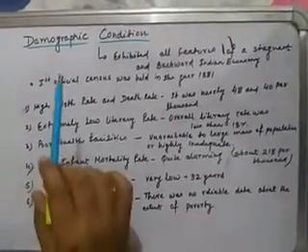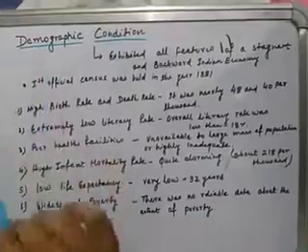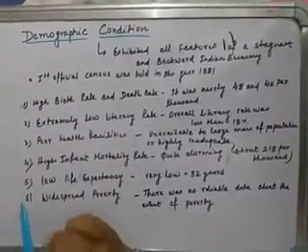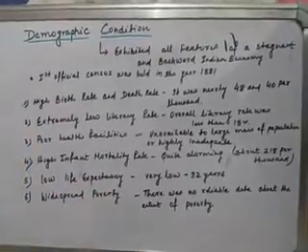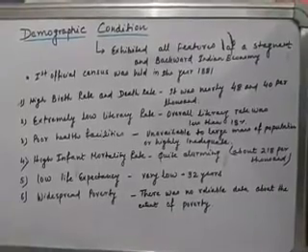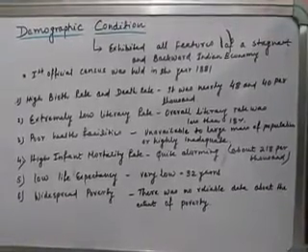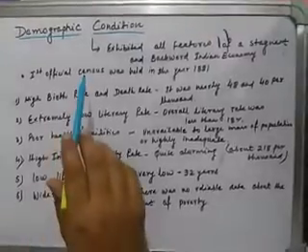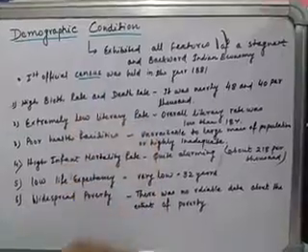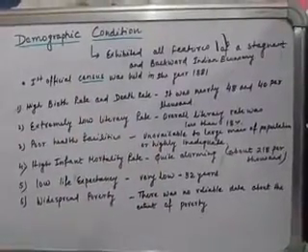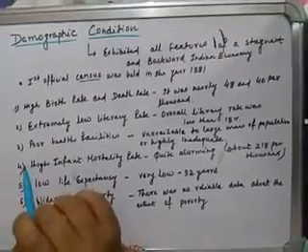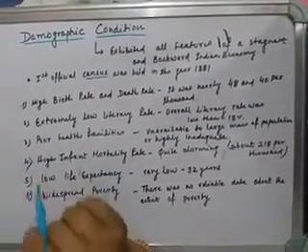Today I will discuss the demographic condition on the eve of independence. First, what is demographic condition? Demographic condition means information related to population. At the time of independence, India exhibited all features of a stagnant and backward economy. The first official census, meaning counting of the population, was held in the year 1881. Census operations were carried out every 10 years in our country.